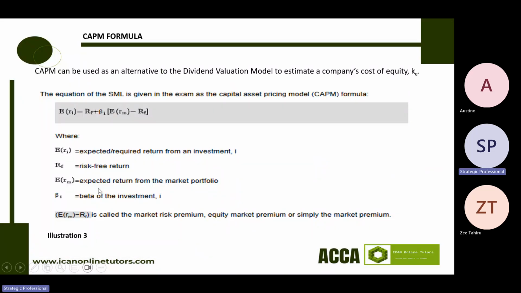Like I said, going back to it: ERM, which is your expected return from the market portfolio, less your risk-free return, is called what? The market risk premium, or equity market premium, or simply the market premium. And I was explaining the market premium.